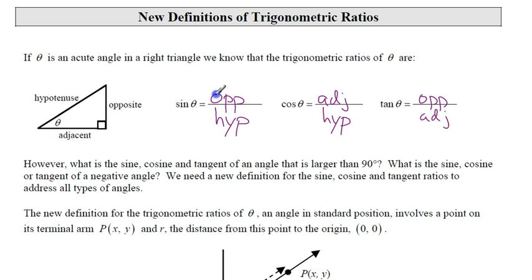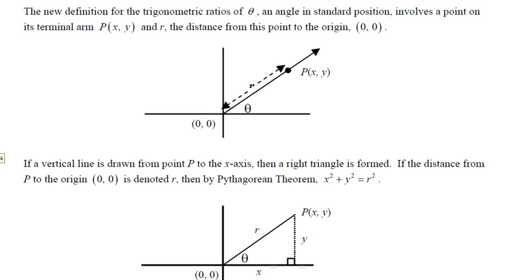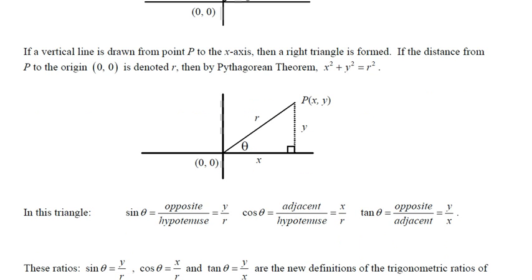The new definition for the trig ratios of theta, an angle in standard position, involves a point on its terminal arm, P, which has coordinates x and y, and it involves r, the distance from the point to the origin. If a vertical line is drawn from point P to the x-axis, then a right triangle is formed. If the distance from the origin, 0, 0, is denoted by r, and note distances are always positive, then by the Pythagorean theorem, x squared plus y squared is equal to r squared.